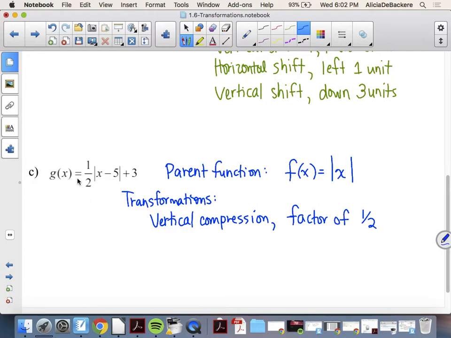And then just moving along through my function, I'm moving inside the absolute value bars, there's a subtract 5. Because it's inside the absolute value function, I know it's a horizontal change. So it's a horizontal shift or translation. I know it's a shift or translation because it's adding or subtracting. And I'm going to go the opposite direction. So it looks like -5. That means I have to go over to +5 or 5 units to the right.